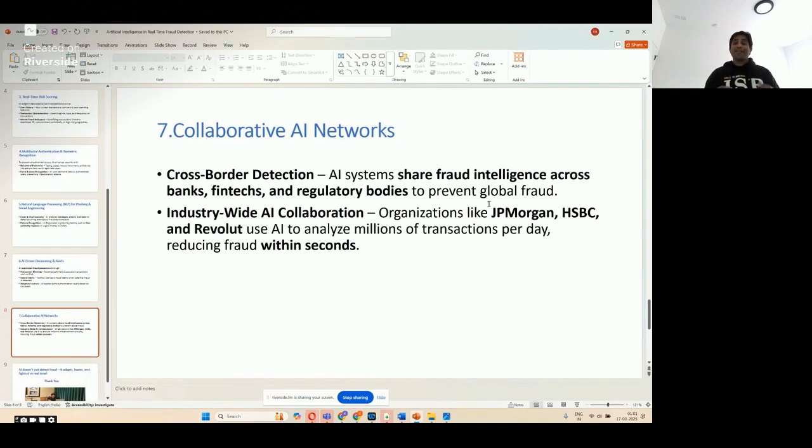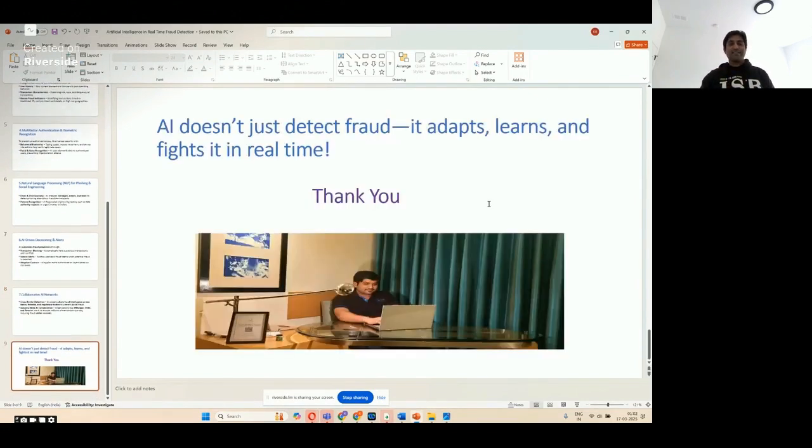Coming to the last point, it's collaborative AI networks. Cross-border detection: AI systems share fraud intelligence across banks, fintechs, and regulatory bodies to prevent global fraud. Organizations like JP Morgan, HSBC, Revolut, and many other organizations and fintechs are using AI to analyze millions of transactions per day, reducing fraud within seconds. This is industry-wide AI collaboration that is happening, guys.